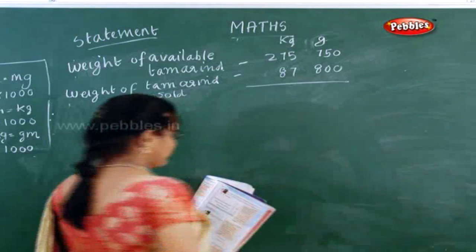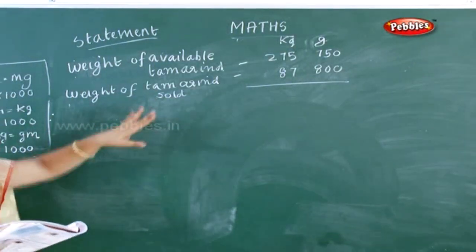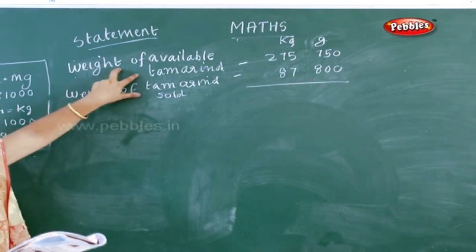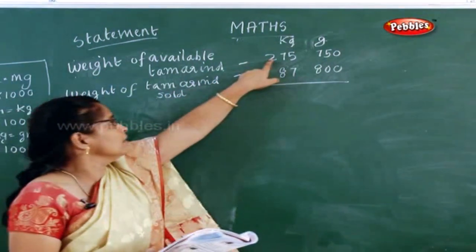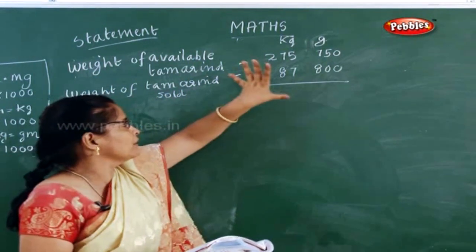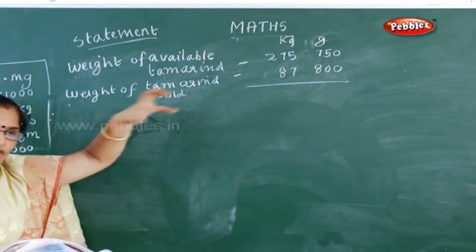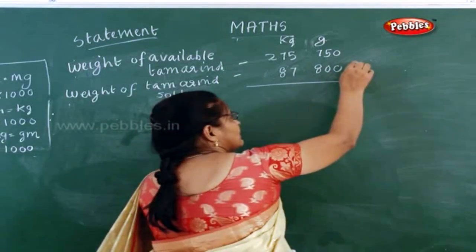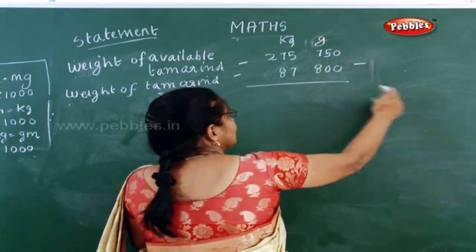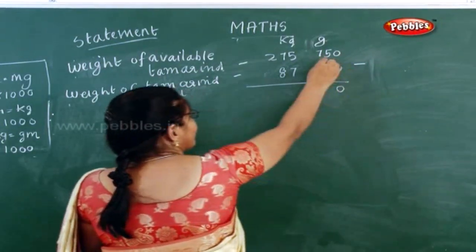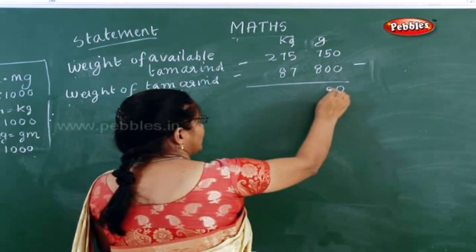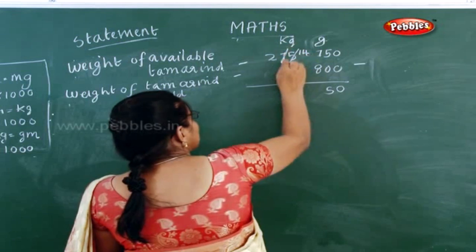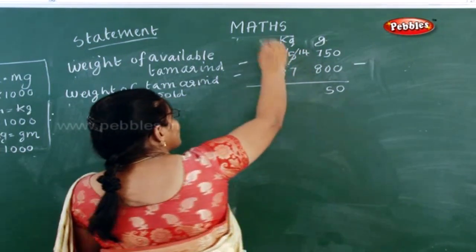Now what you have to do? I told you, whenever you have a question you have to read the statement sum properly. This much he was having and this much he has sold. So what is the question? You have to find the weight of remaining. Remaining means immediately minus. Is it clear? 0 minus 0, 0. 5 minus 0, 5. I told you, you can't do. This will become 14. This will become 16 and this will become 1.